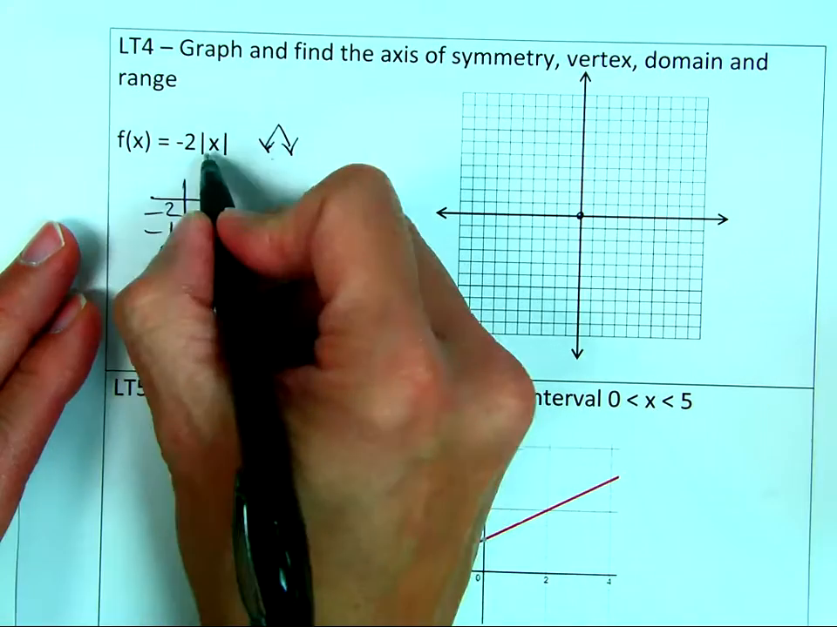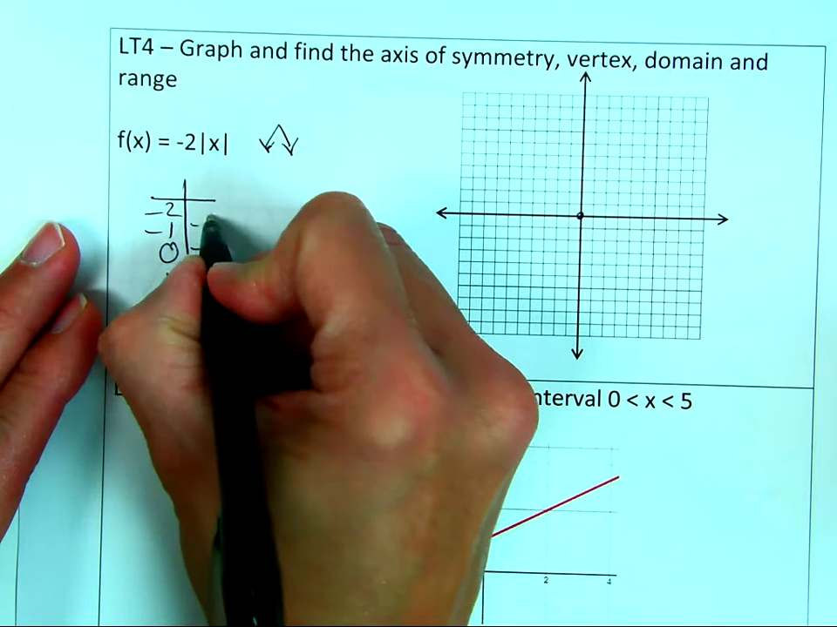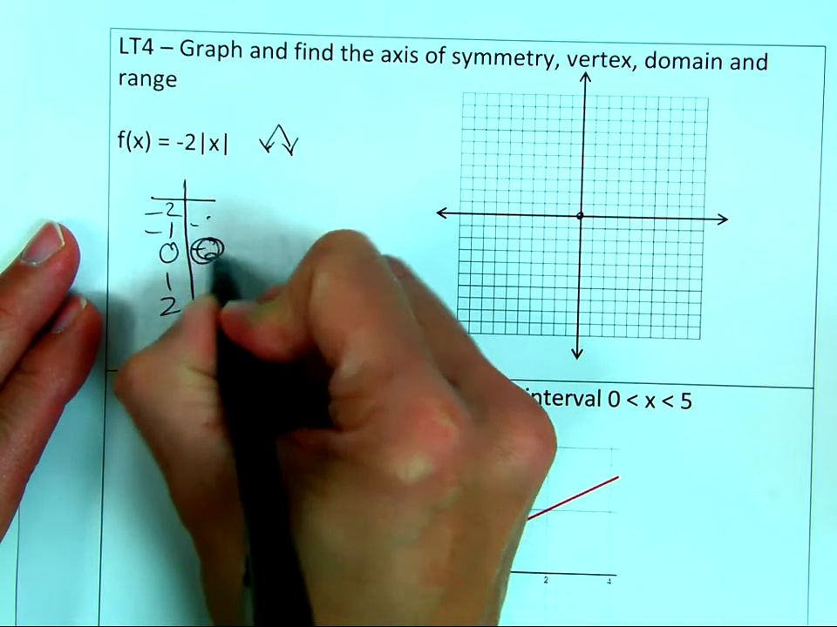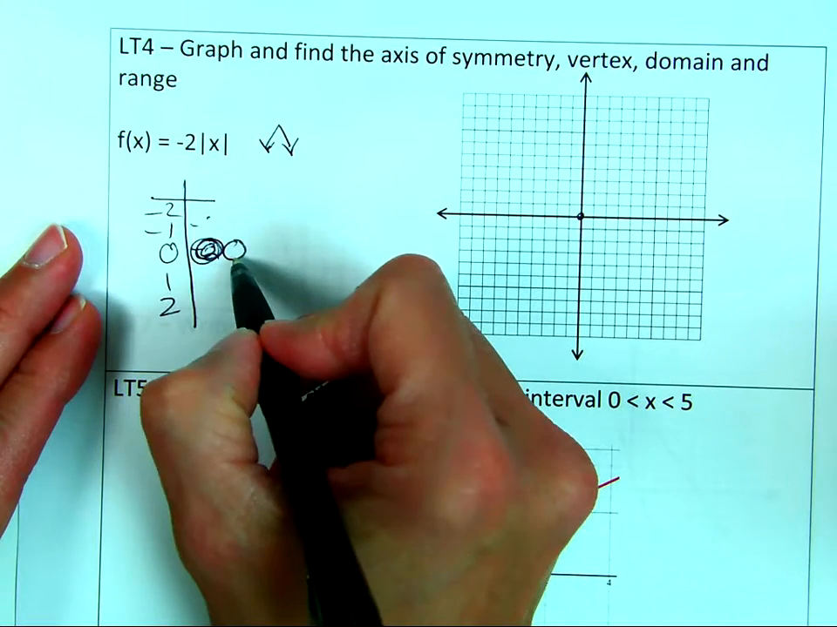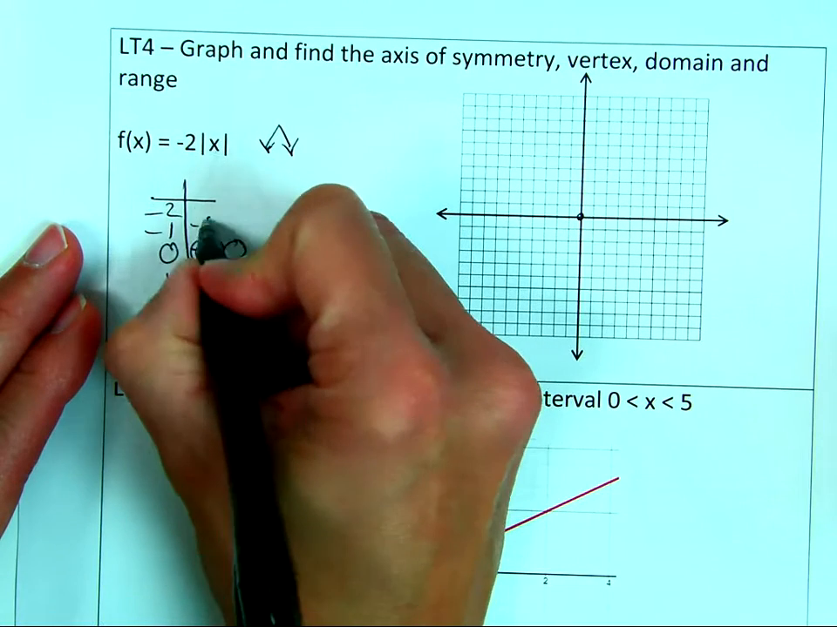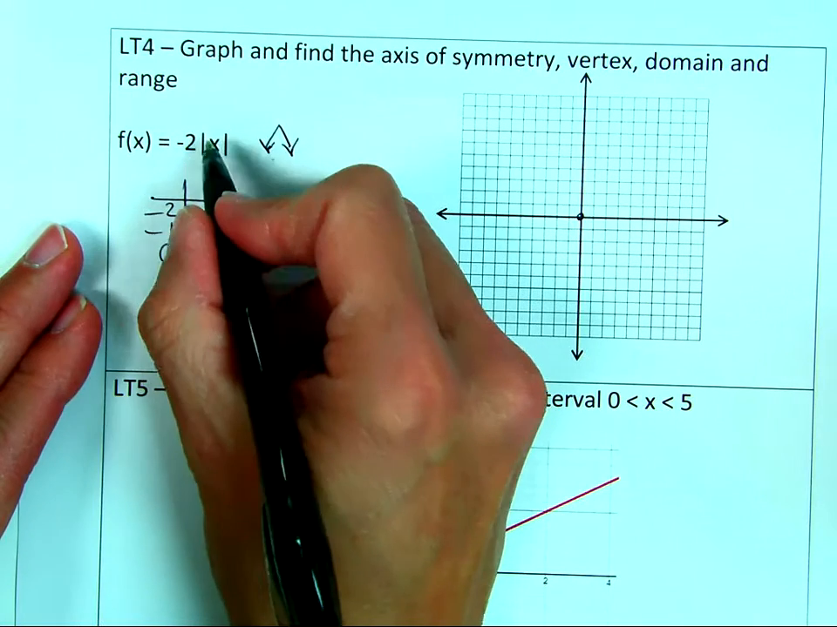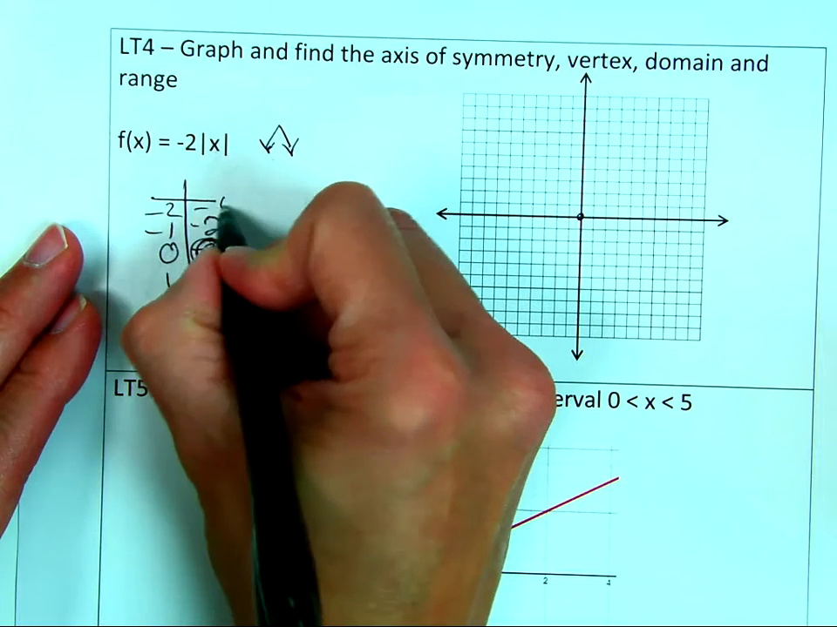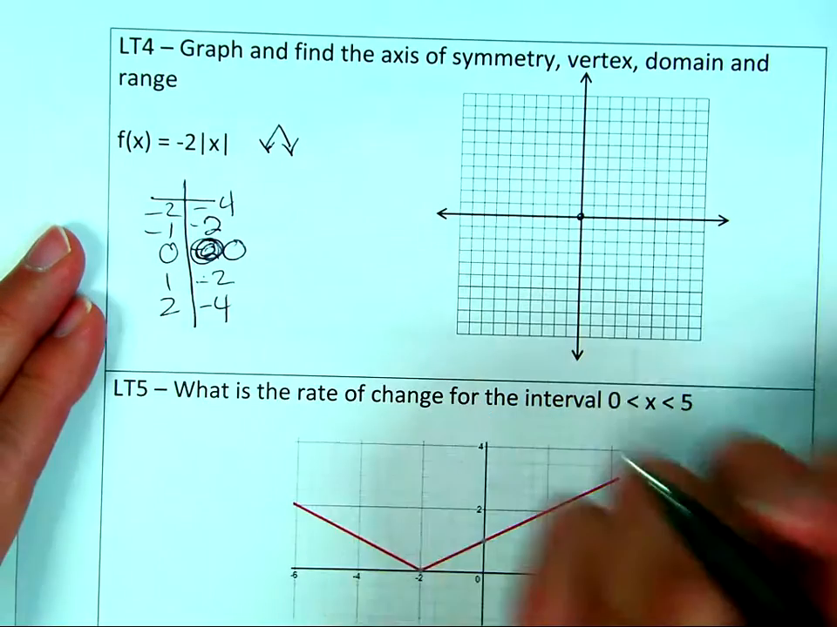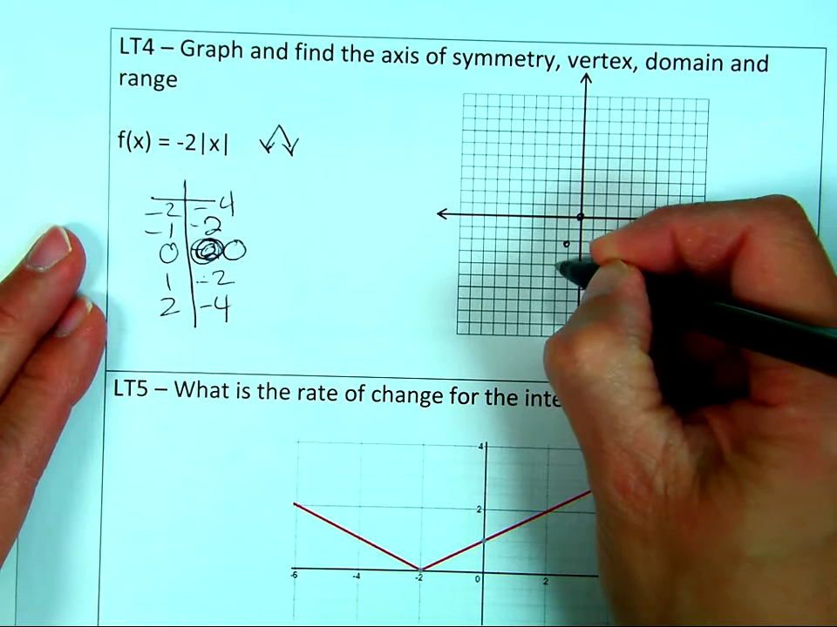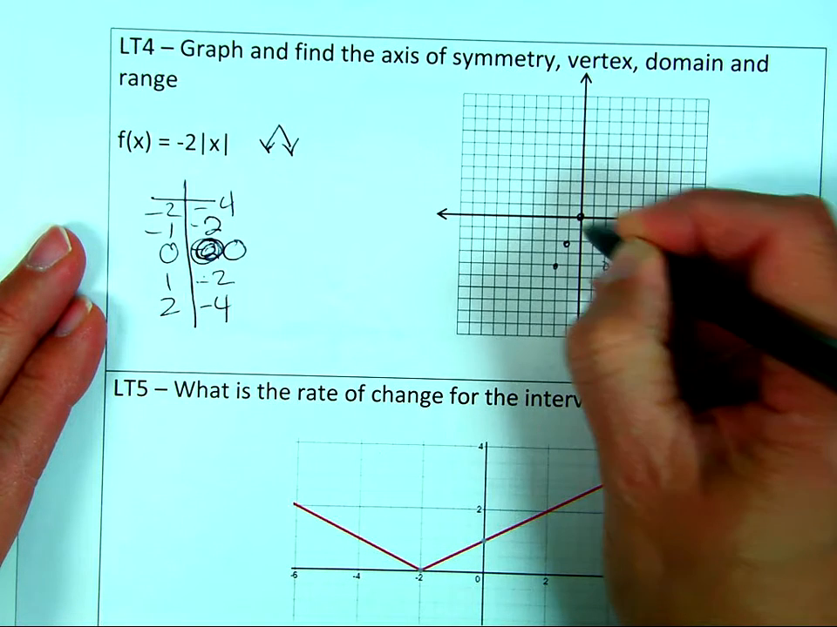I'm sorry, I thought I said 0. Sorry, 0 times -2 is 0. If I put a -1 in, I get a -2. If I put a -2 in, that's 2 times -2, I get a -4. Same thing happens down here. I get those points. So then I can graph those points and connect the dots.